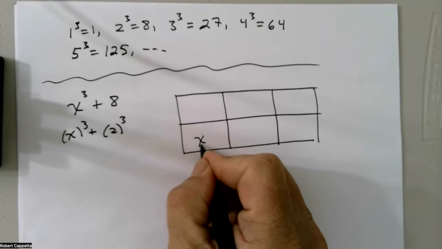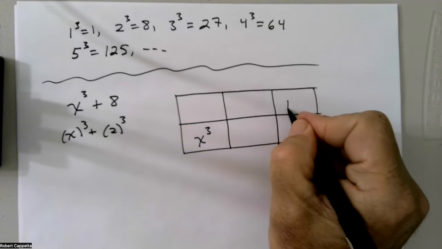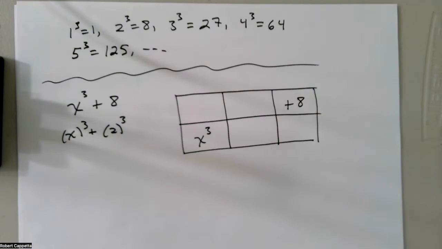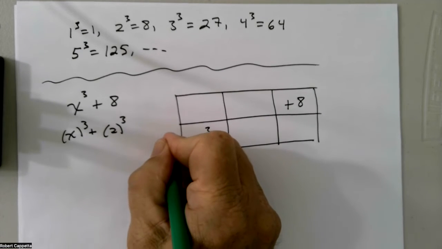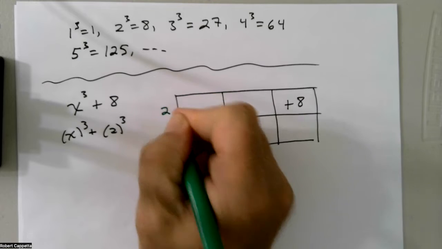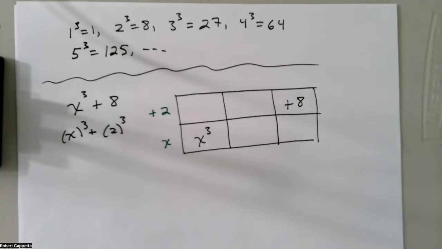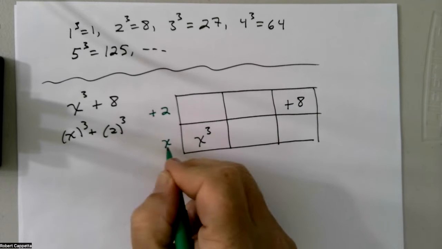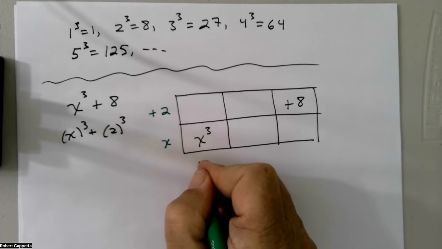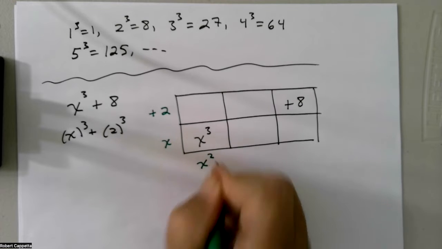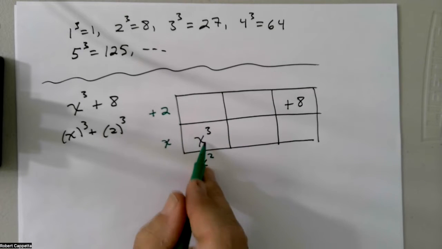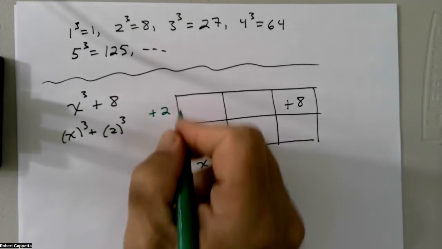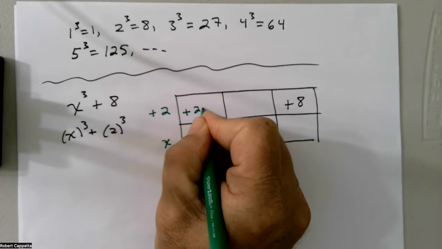X cubed goes here, first term in the lower left, last term plus 8 in the upper right. Now, what are my roots again? My roots: x is a root, 2 is a root, and that's plus 2. Just make sure we're clear there. And then how does this work? What are we going to do next? Well, x times something is x cubed. X times what is x cubed? X times x squared is x cubed. Length times width equals area. Now, plus 2 times x squared is plus 2x squared.